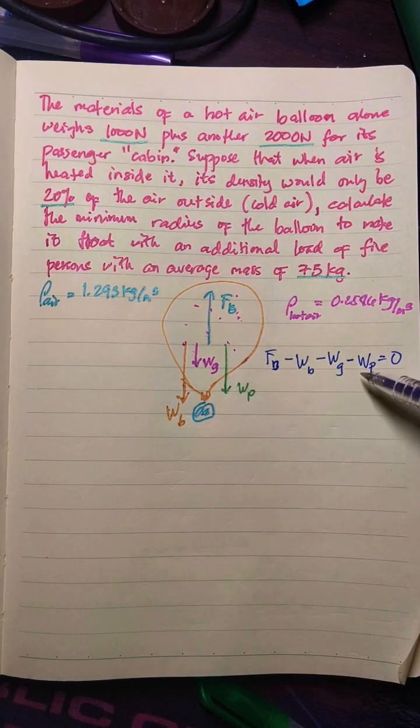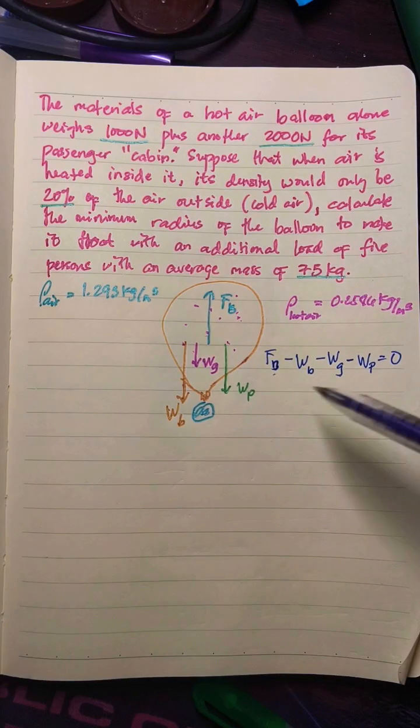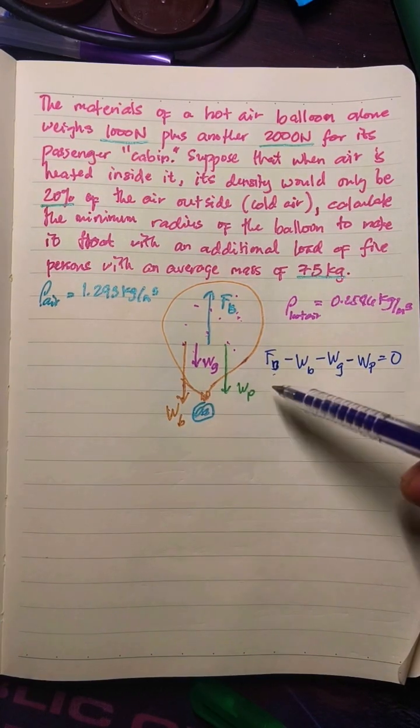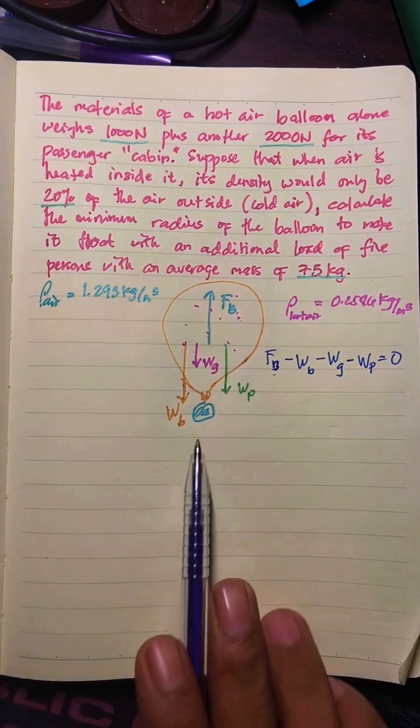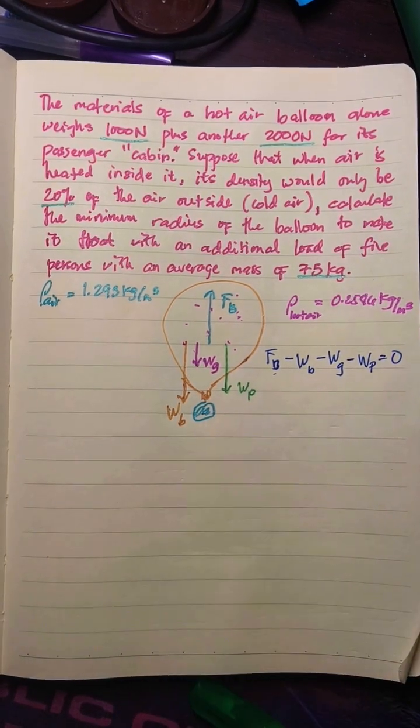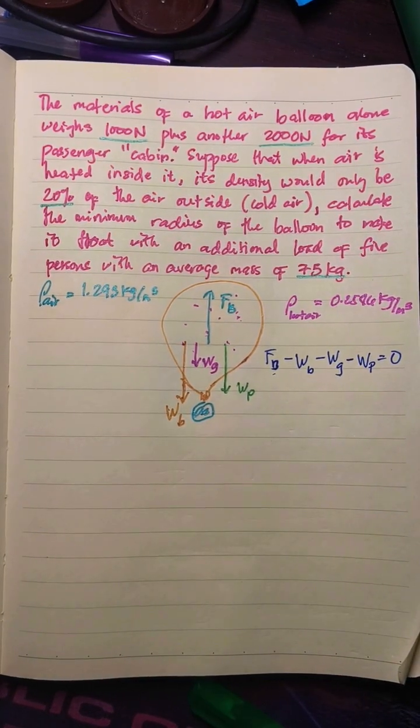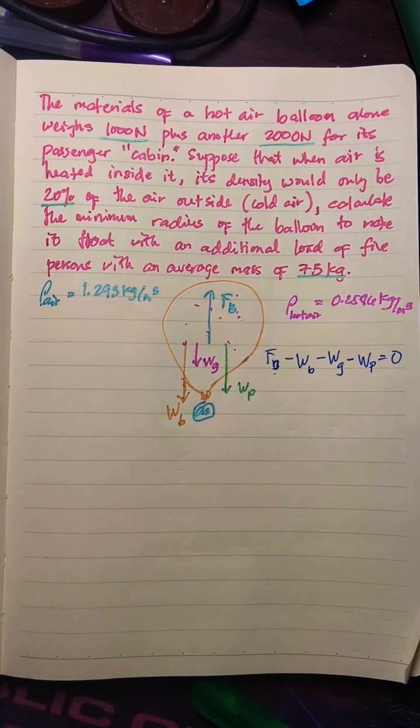Okay, so among these terms, what will depend on the radius of the hot air balloon is the weight of the gas, plus, of course, the buoyant force. The buoyant force will also depend on this volume. Let's assume that this volume again is negligible. So let's now derive a working equation.